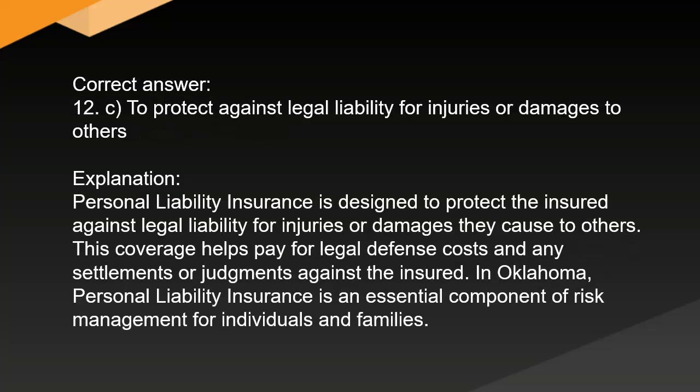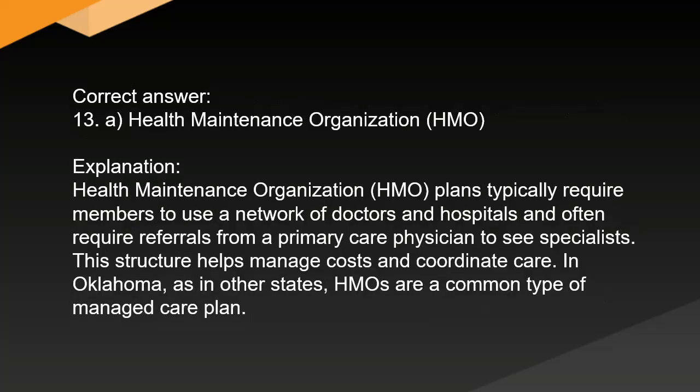Correct answer: C. To protect against legal liability for injuries or damages to others. Explanation: personal liability insurance is designed to protect the insured against legal liability for injuries or damages they cause to others. This coverage helps pay for legal defense costs and any settlements or judgments against the insured. In Oklahoma, personal liability insurance is an essential component of risk management for individuals and families.